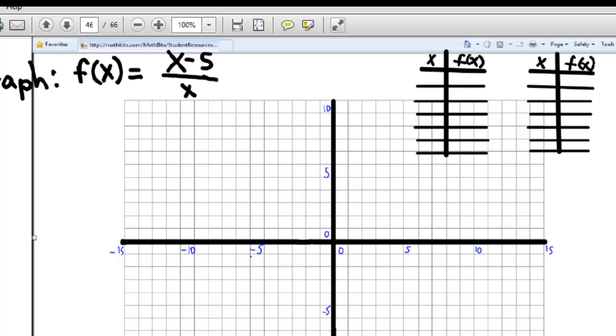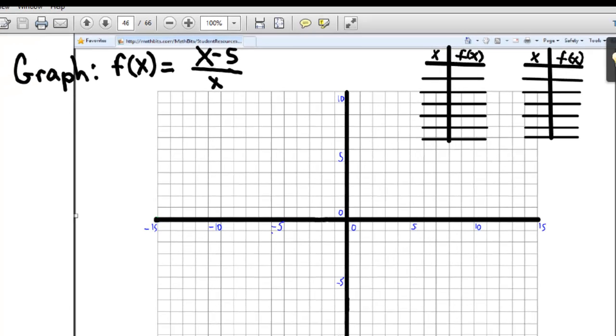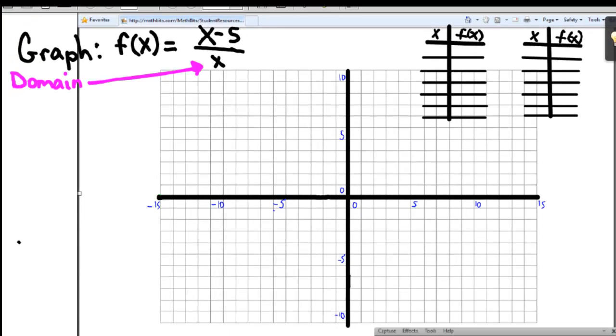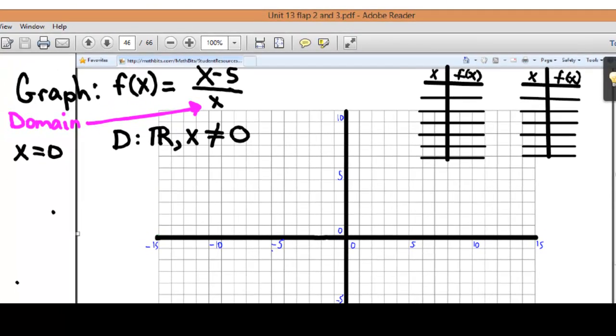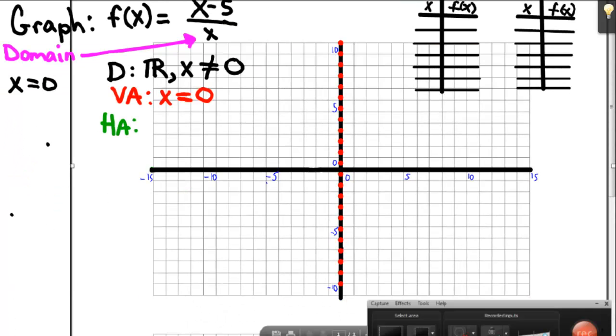Graph the function x minus 5 divided by x. To get the domain, set x equal to 0 and solve for x. Solving for x results in 0. The domain is all real numbers except where x is equal to 0. The vertical asymptote is at x equals 0. Go ahead and draw the vertical asymptote line on your graph.